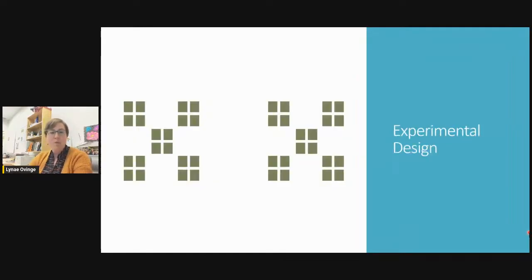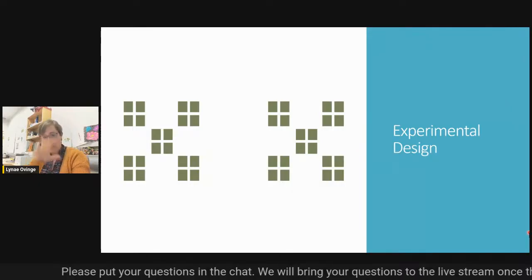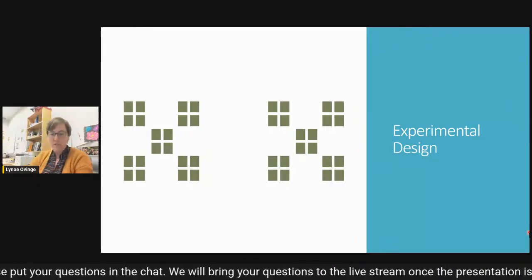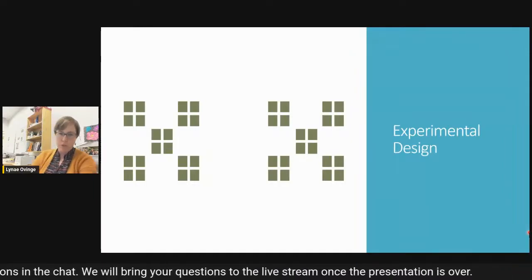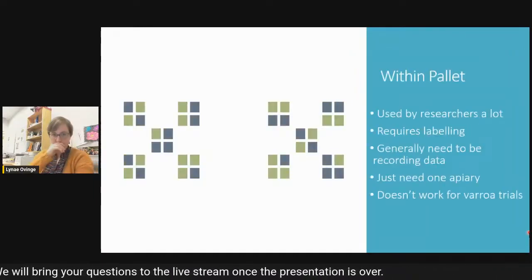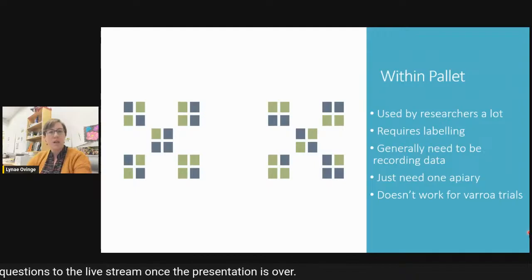So we're going to talk about experimental design. Throughout it, I'm going to use this little graphic. Each of these square boxes is a hive. So this is a yard of 40 hives. And I'll use this to help me explain things throughout. And this is kind of a standard way they might be arranged in Alberta.